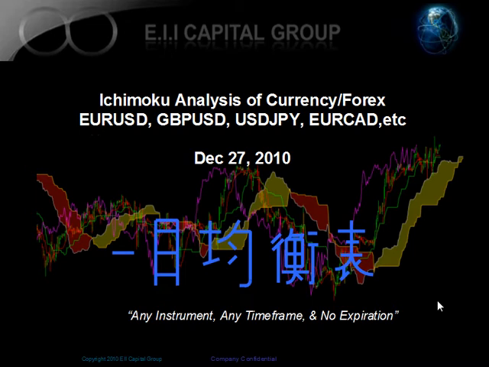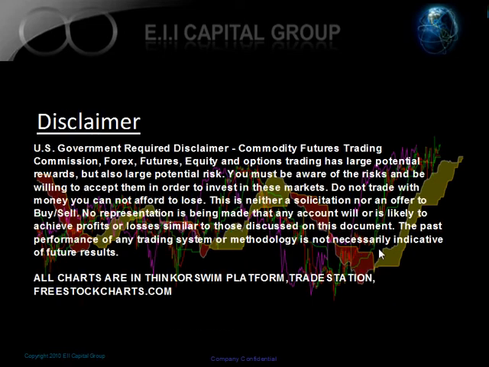This is our weekly Ichimoku analysis for the Forex currency markets, where we cover all the currencies out there. We'll try to get to most of it at least.